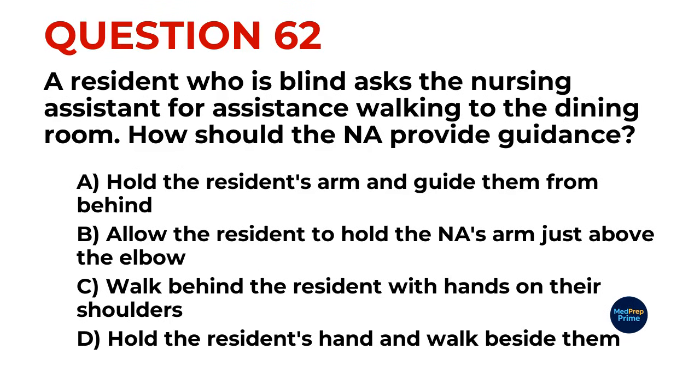A resident who is blind asks the nursing assistant for assistance walking to the dining room. How should the NA provide guidance? Option A, hold the resident's arm and guide them from behind. Option B, allow the resident to hold the NA's arm just above the elbow. Option C, walk behind the resident with hands on their shoulders. Option D, hold the resident's hand and walk beside them.